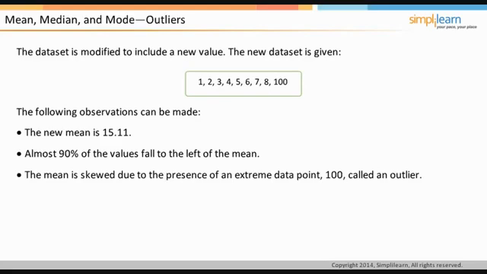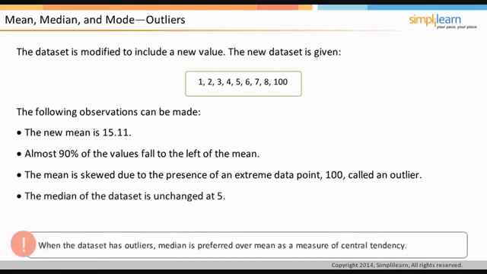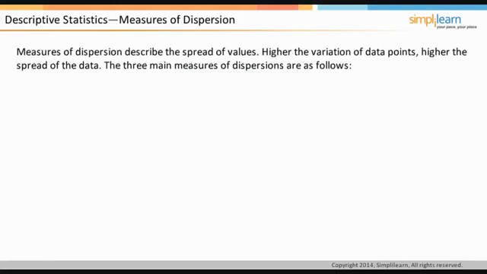An outlier is an extreme value in the dataset that skews the mean value to one side of the dataset. Note that the median remains unchanged at 5. Therefore, mean is not an appropriate measure of central tendency if the data has outliers. Median is preferred in this case. In the next screen, we will look at measures of dispersion of the descriptive statistics. Apart from central tendency, another important parameter to describe a data set is spread or dispersion. Contrary to the measures of central tendency, such as mean, median, and mode, measures of dispersion express the spread of values.